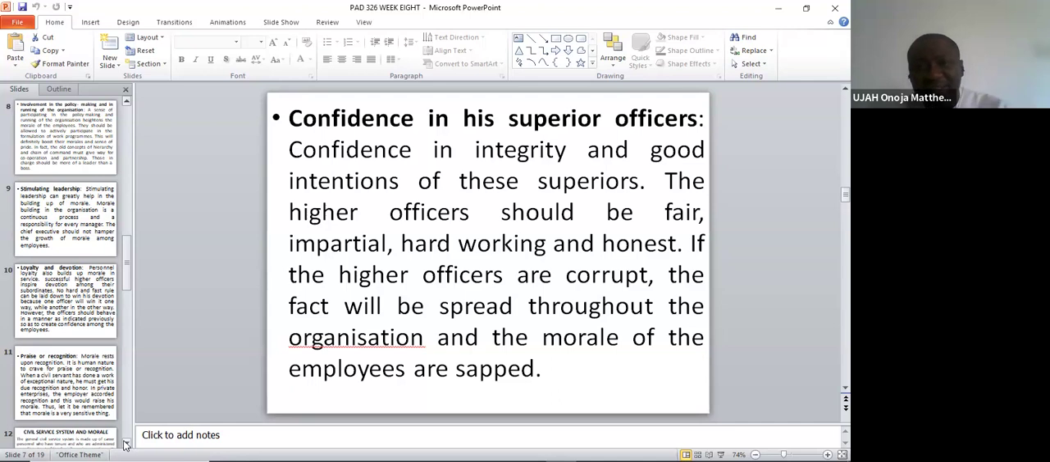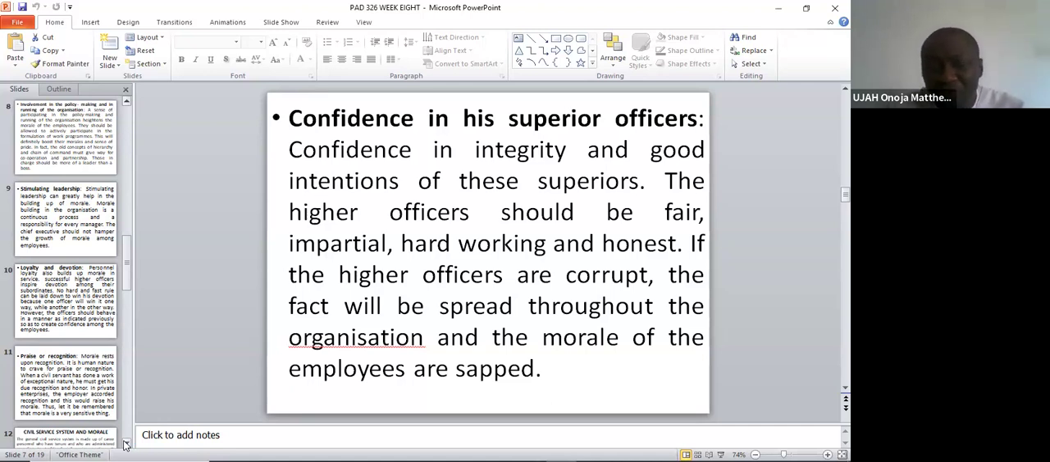So confidence in the integrity and good intentions of the superior is also a yardstick for boosting morale within the service. The higher officers should be fair, impartial, hardworking, and honest, and should not exhibit attitudes that suggest disrespect to subordinates. If the higher officers are corrupt, the fact will be spread throughout the organization, and the morale of the employees would be sapped.